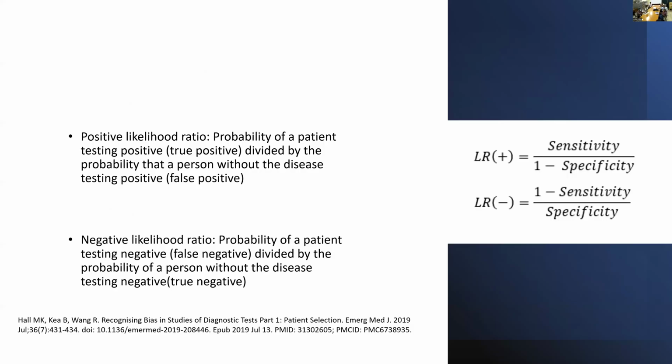Now, what is a positive likelihood ratio? It is the probability of a person with the disease testing positive divided by the probability that a person without the disease tests positive. The formula is sensitivity divided by 1 minus specificity. The negative likelihood ratio is the probability of a person who has the disease testing negative, divided by the probability of a person without the disease testing negative. So the negative likelihood ratio is 1 minus sensitivity, divided by specificity.